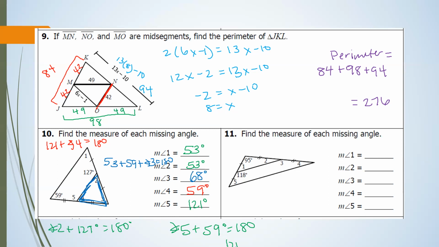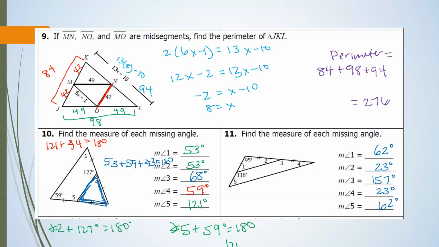Try number 11. See if you can figure out the measure of angle 1, 2, 3, 4, and 5. See what kind of angle relationships you can find. Can you find a linear pair? Can you find one of the relationships with parallel lines? How about the triangle sum theorem? Try those, and then we will talk about them. Do that now.